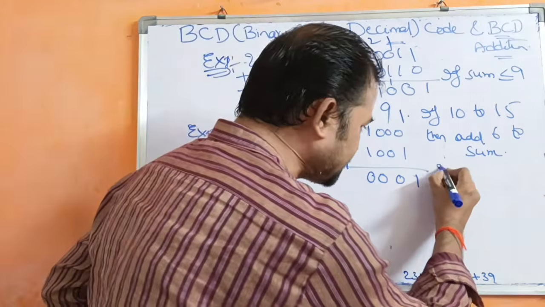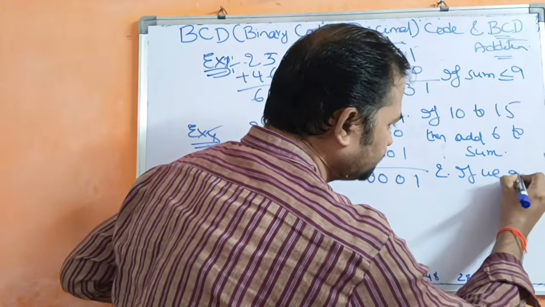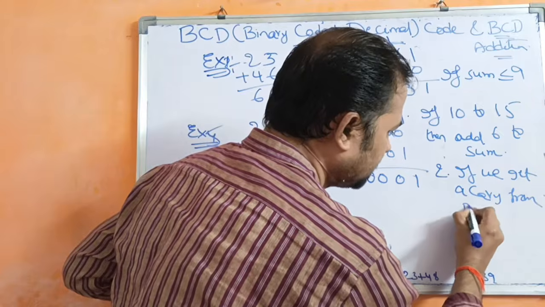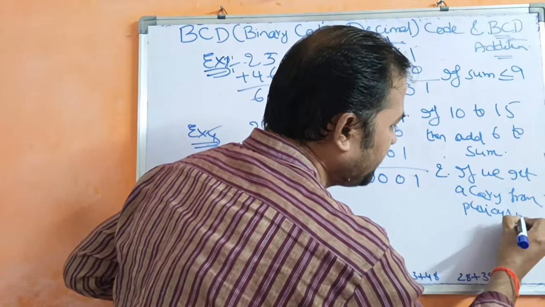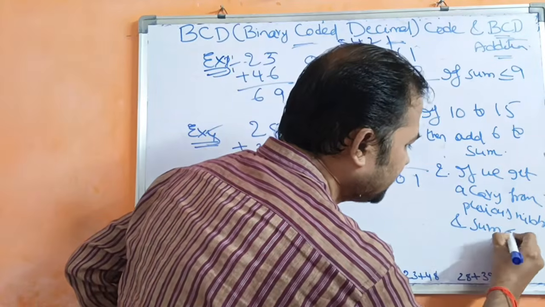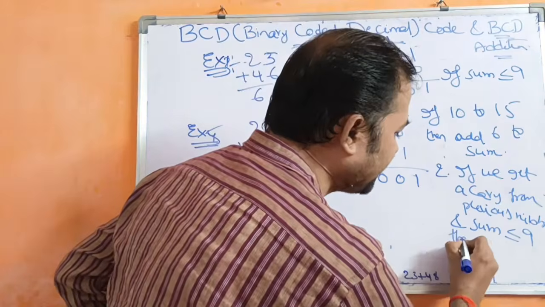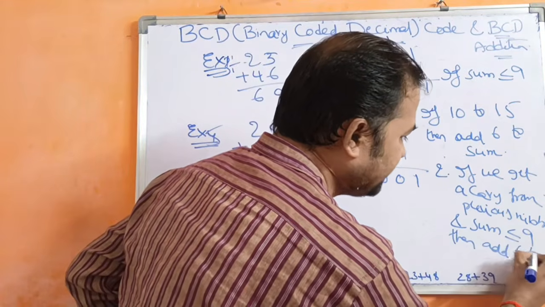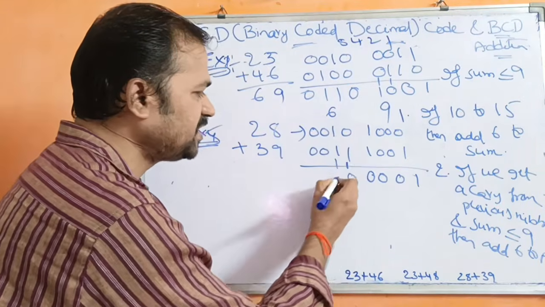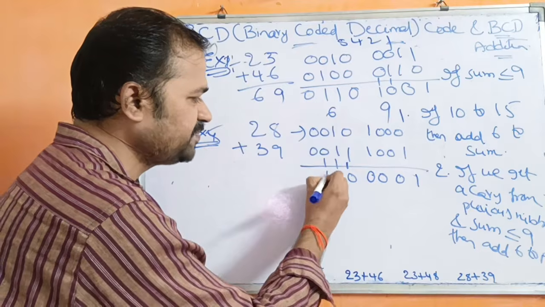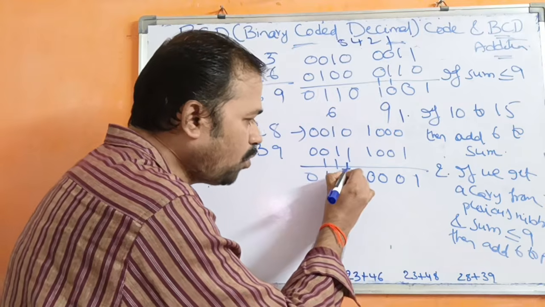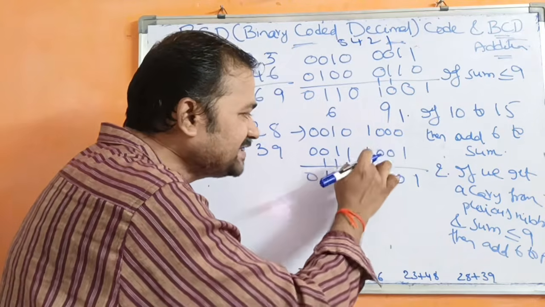So the next point is, if we get a carry from the previous nibble and the sum is less than or equal to 9, then you add 6 to the previous nibble. Okay. So 1 plus 1 means 0 with a carry 1. 0, 0, 1 means 0. So let us see this rule. Here we got a carry. So why we got this carry? By adding these two nibbles.